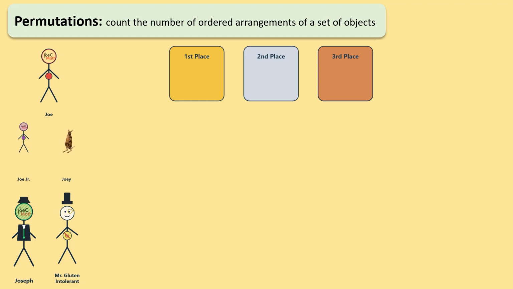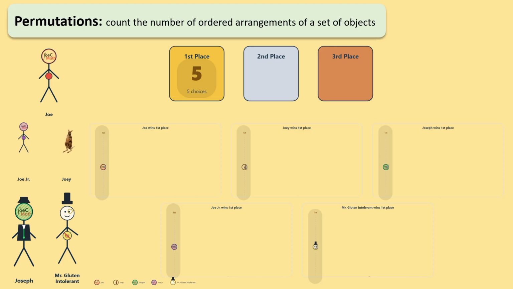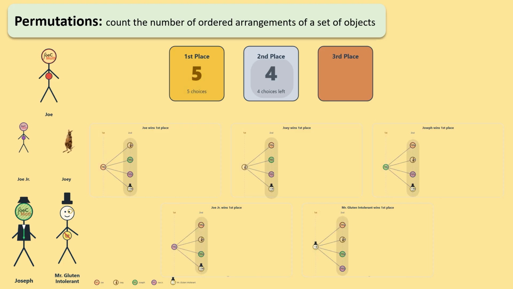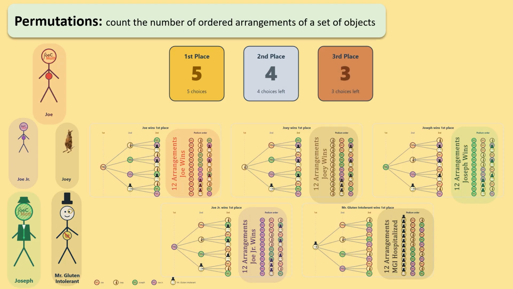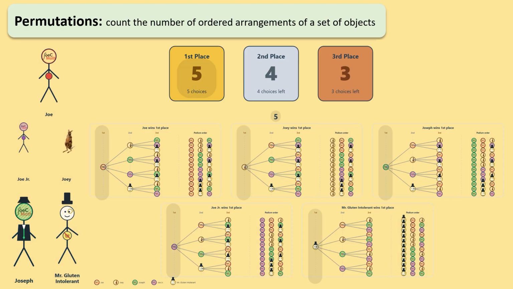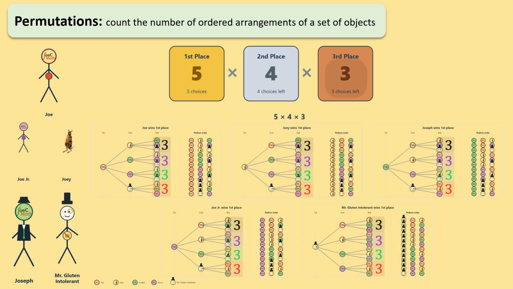For first place, we have 5 choices. After choosing first place, we have 4 choices left for second place. After choosing first and second place, we have 3 choices left for third place. The total number of arrangements is 5 times 4 times 3, which is equal to 60.